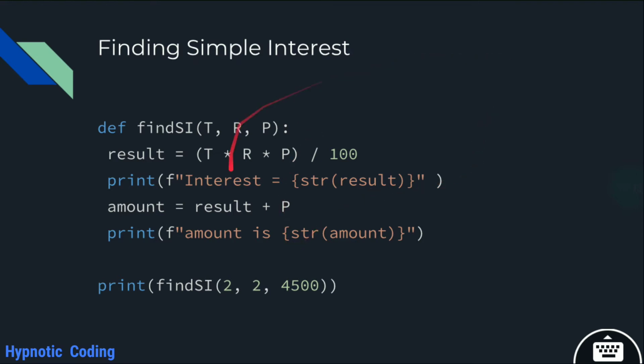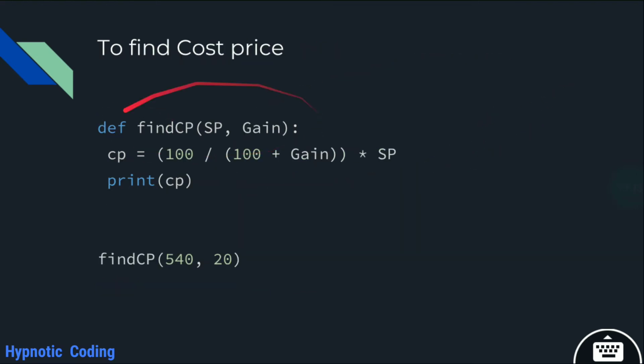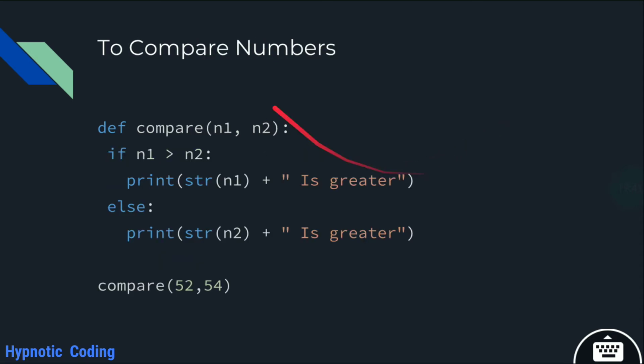So now let's go to the next slide. This is for finding the cost price. You can also do it for finding the selling price. So here it says find cost price. Cost price means 100 upon 100 plus gain percent, multiplied by the SP. So print CP. And you can also write find SP. Here it says 100 plus gain divided by 100, multiplied by the cost price. So this is a simple function for comparing.